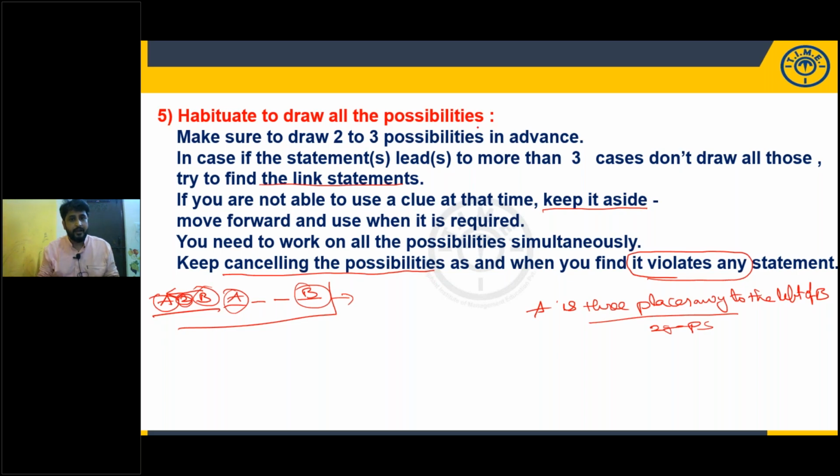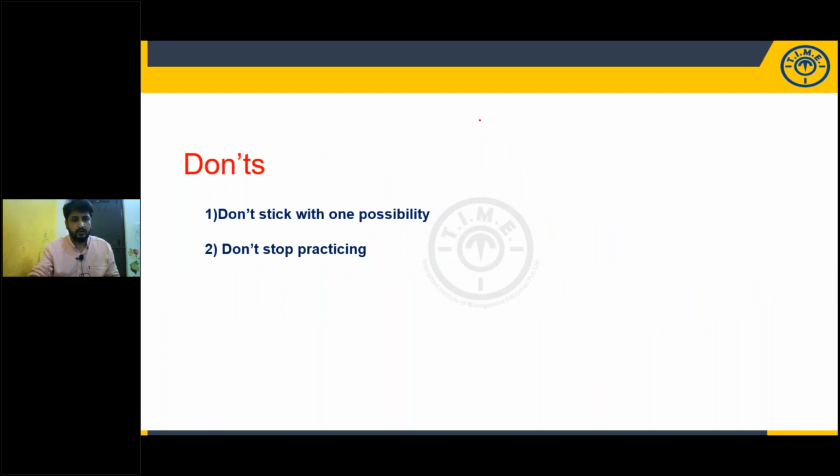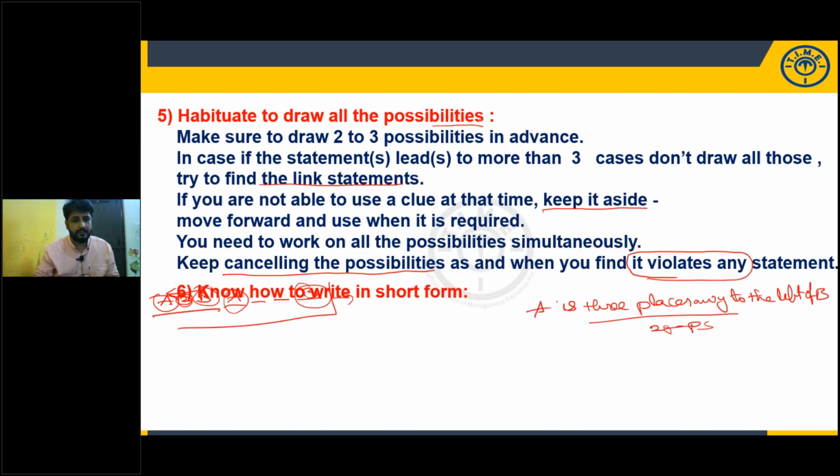Okay. And habituate to draw all the possibilities. Keep on drawing all the possibilities simultaneously. And the next, you have to write them in a short form. I explained already. When it is given A is 3 places away to the left of B, write it in a short form like this.